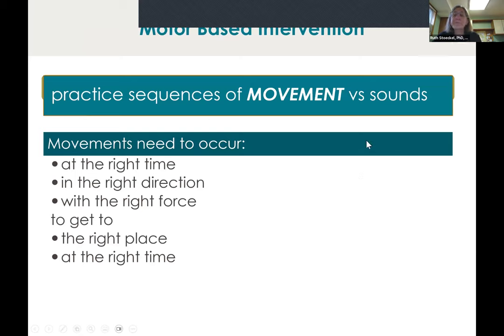So what we want to do in motor-based intervention is to practice sequences of movement. I think of movements rather than sounds. And as Dr. Morgan said, the spatio-temporal parameters, we love those big long words, but what it means is we're moving at the right time, in the right direction, with the right amount of force to get that articulator to the right place at the right time and produce the sequence so that people can understand you.